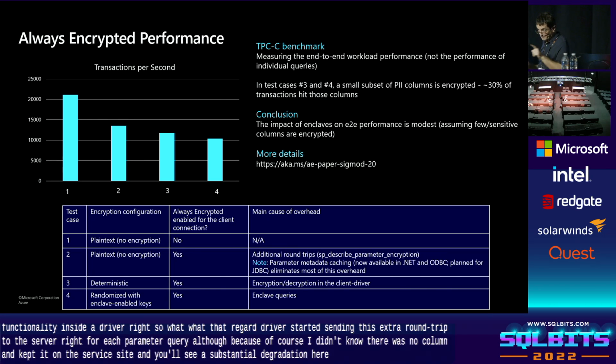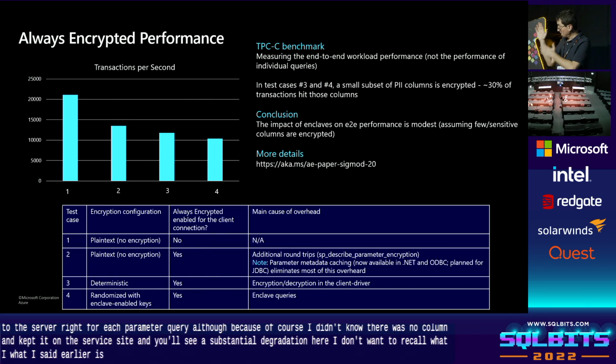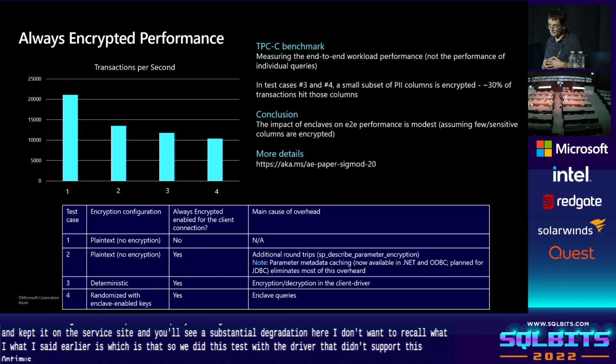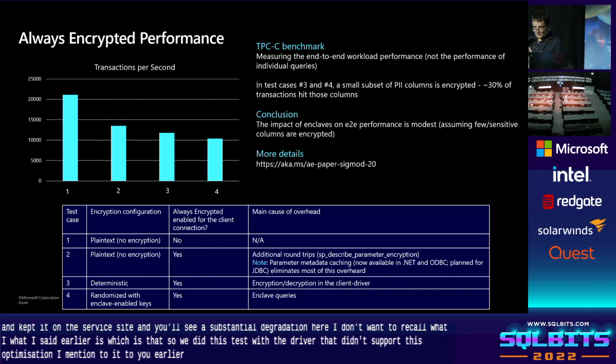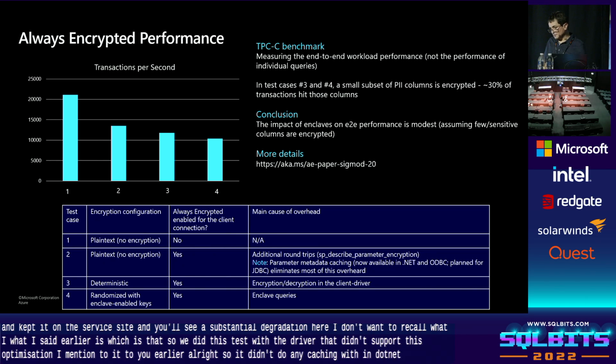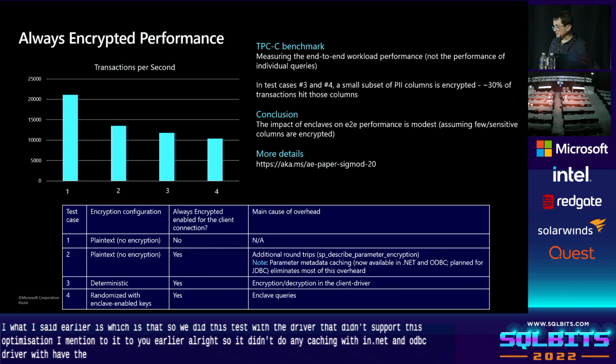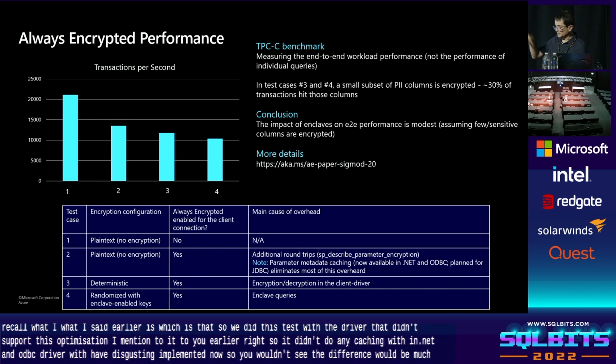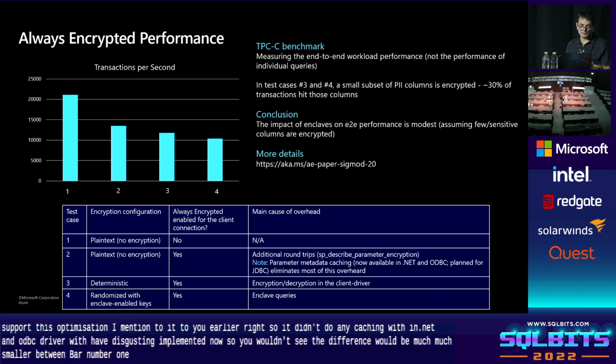I do want to recall what I said earlier, which is that we did this test with a driver that didn't support the optimization I mentioned to you earlier, so it didn't do any caching. The .NET and ODBC drivers would have this caching implemented now, so the difference between bar number 1 and bar number 2 would be much, much smaller.